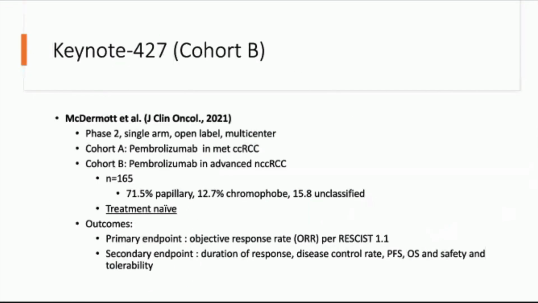The first trial we'll talk about here is Keynote 427, which is a single-arm trial that looked at the efficacy and safety of pembrolizumab, like we discussed, a PD-1 inhibitor, in the management of treatment-naive non-clear cell RCC. And here, 165 patients were part of cohort B, with the majority of them having papillary RCC histology. The primary endpoint for this study was objective response rate, and the secondary endpoints were duration of response, disease control rate, progression-free survival, and overall survival.